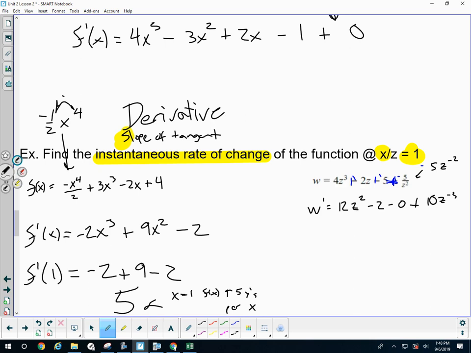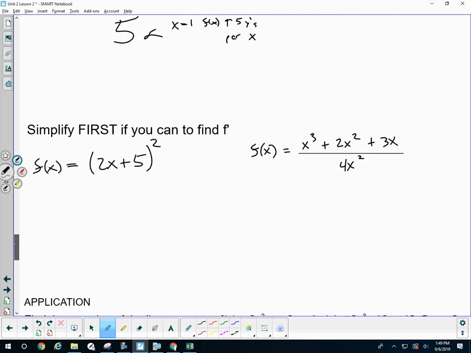At z equals 1, it's great. 1 to the negative 3rd is just 1, so I just have 10. So you can either say w prime at 1. We'll talk about how you could say like dy dx and then x equals, but whatever. W prime of 1 is 12 minus 2 plus 10, so it's 20. All right, great. So we are now able to quickly generate tangent slope generators, quickly find instantaneous rates of change or slopes of tangents. Let's start doing stuff in a second.